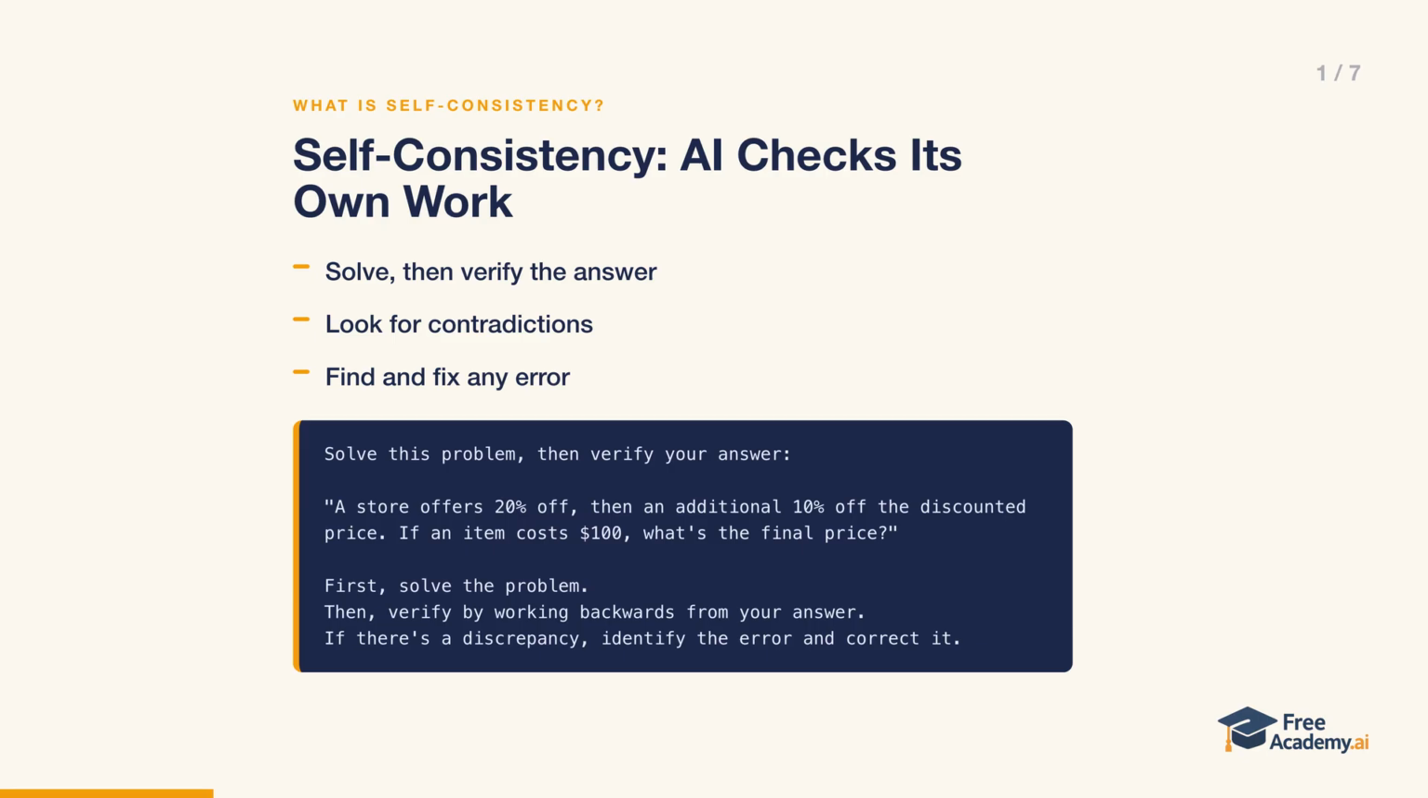Look at this example. We ask for the final price of a $100 item after 20% off, then another 10% off. But we don't stop at the answer. We tell it to verify by working backwards, and if there's a discrepancy, find the error and fix it. That extra step catches mistakes the model would otherwise hand you with full confidence. Self-consistency turns single-shot answers into validated conclusions.